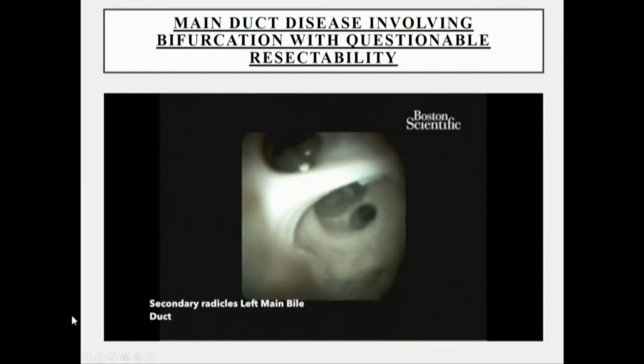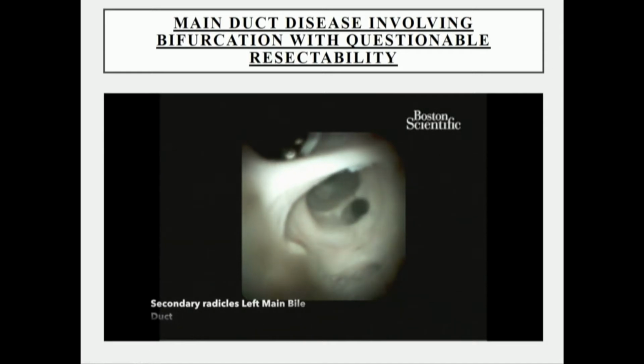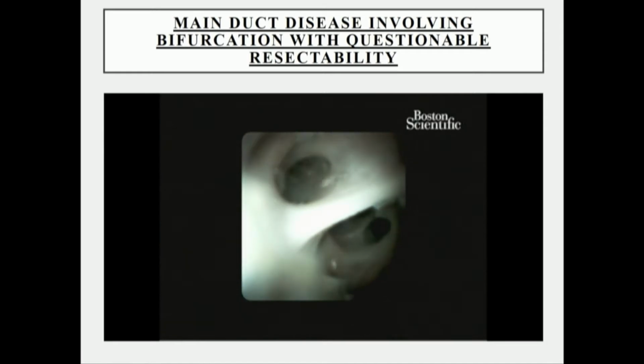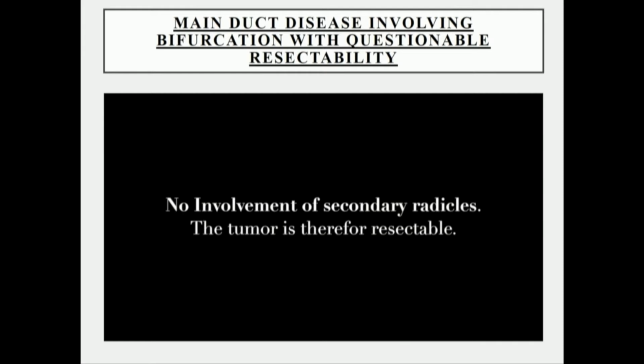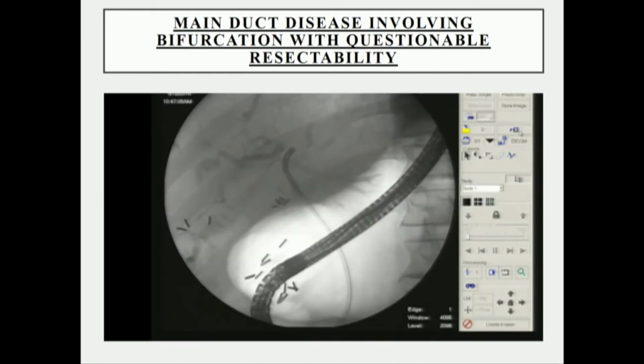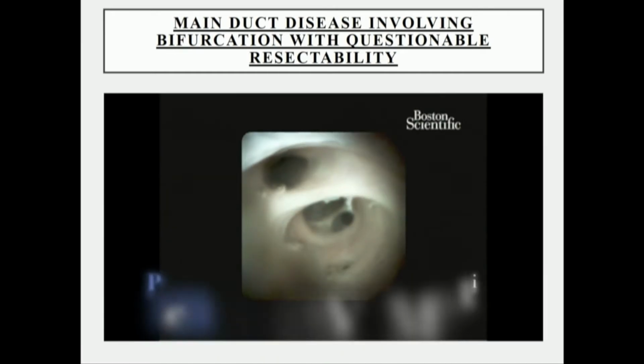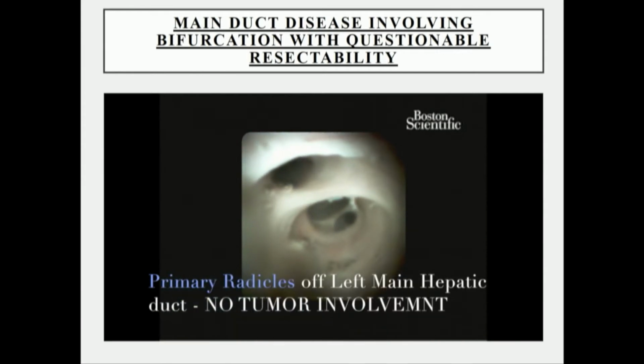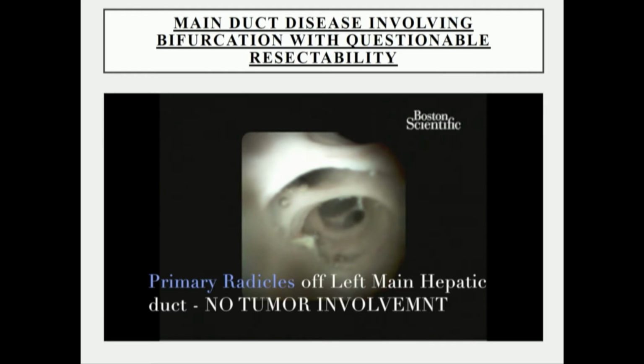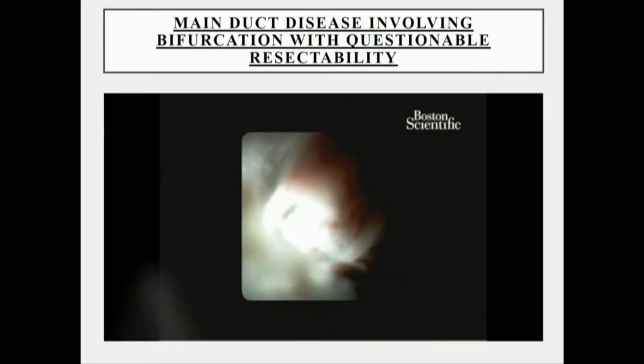So secondary radicals in the left main bile duct are completely preserved, and you can see they're clean. There's no tumor involvement at all. So with no involvement, we felt that the tumor was potentially resectable. And again, you can see how well the scope flexes up into the left side. So primary radicals of the left main hepatic duct, again, no tumor involvement. So this patient could be reanastomosed if they went for surgery.